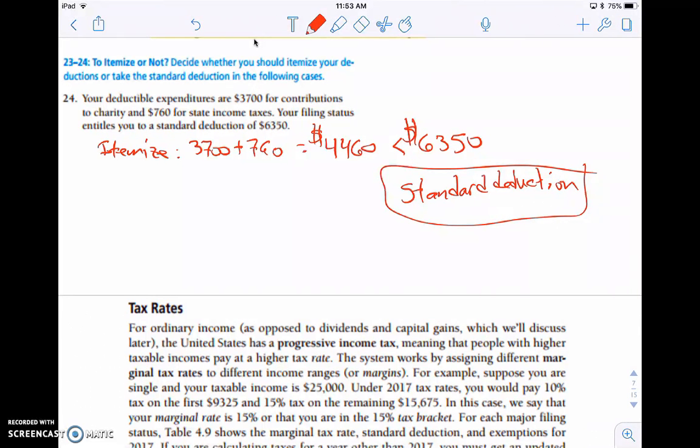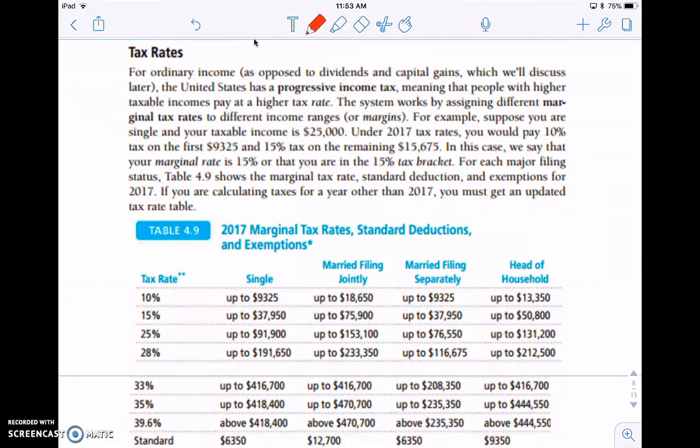Okay, now we're going to be looking at some tax rates. And so for our ordinary income, which is not looking at dividends or capital gains, which is a later discussion, the United States has a progressive income tax, meaning the people with higher taxable incomes pay a higher tax rate. The system works by assuming different, and here's kind of a key word here, marginal tax rates to different incomes or margins. And so, for example, suppose that you are single and your taxable income is $25,000.